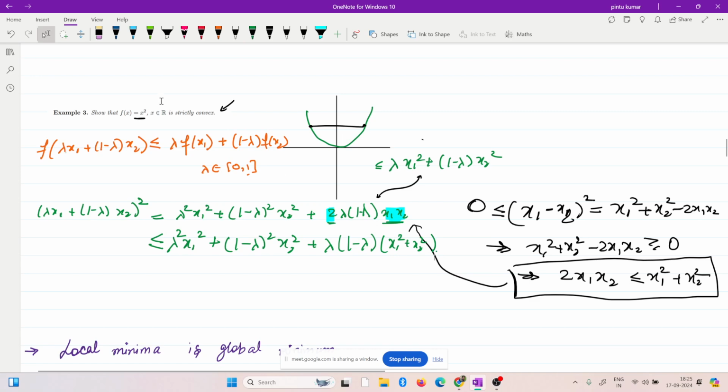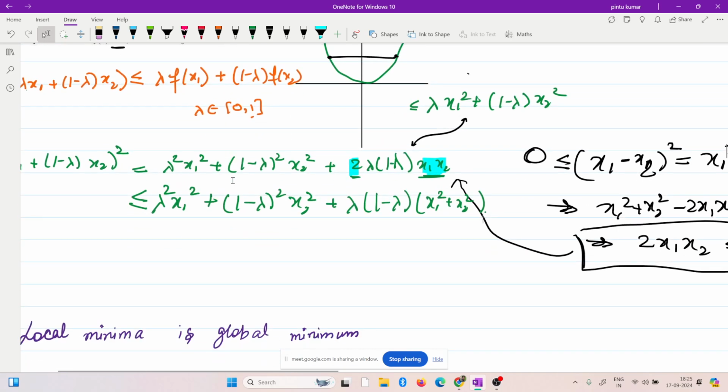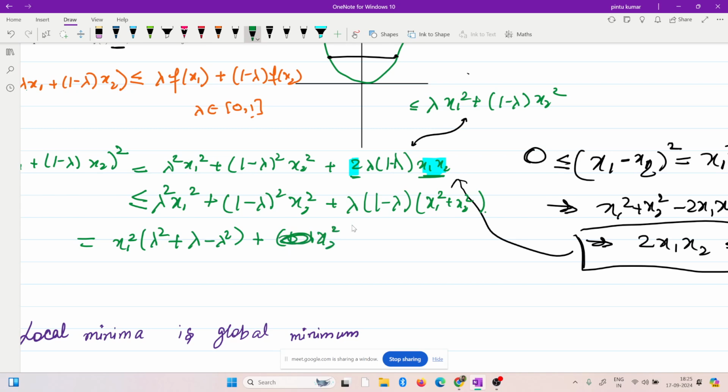Now we just have to keep on evaluating this. We take x1 square common, then we have lambda square plus lambda into 1 minus lambda, which is lambda minus lambda square. Then again we take x2 square as common, and then we have 1 minus lambda square, right?